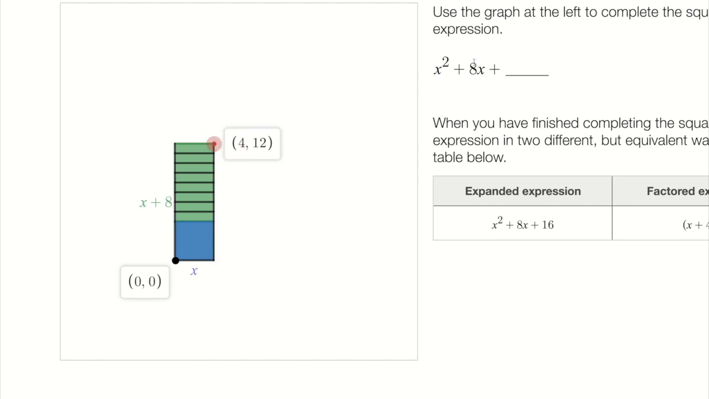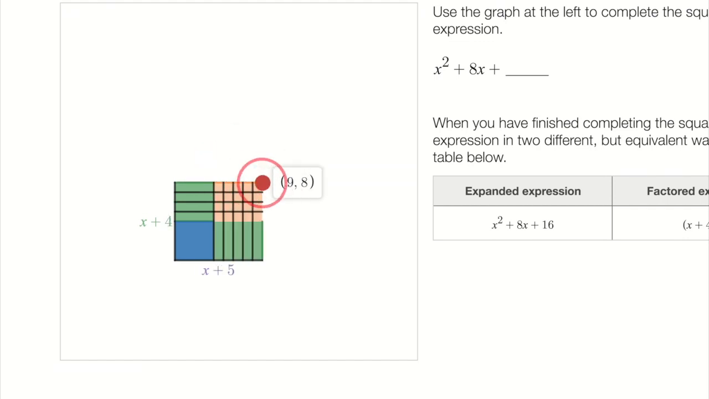So you are moving the diagram by using the red dot and you're adjusting it while keeping the 8x constant. As you can see, I'm moving it around, and here I create a rectangle using x plus 5 and x plus 3. I haven't completed the square yet because the side lengths are not the same. So from this, I know that I have to start adjusting again, and I get x plus 4 and x plus 4.